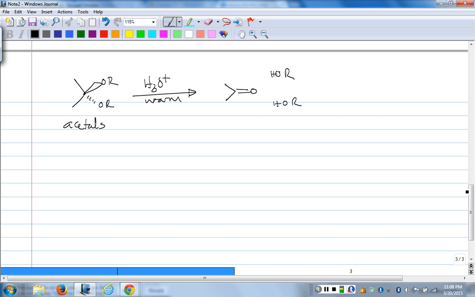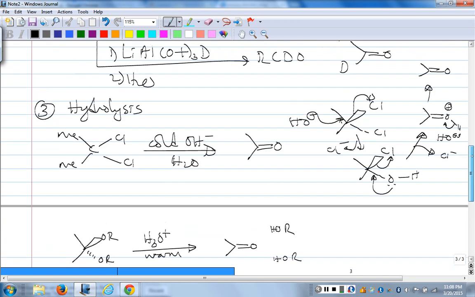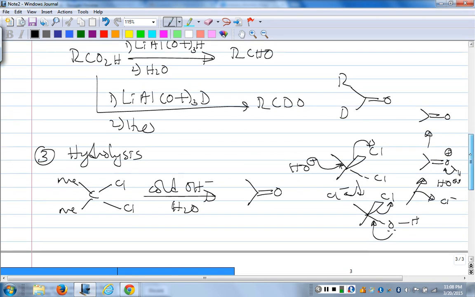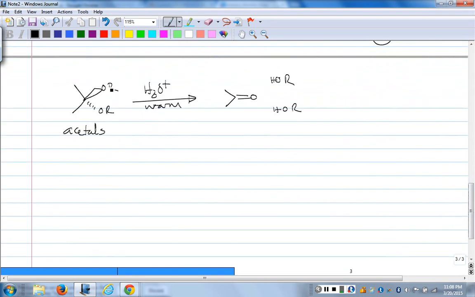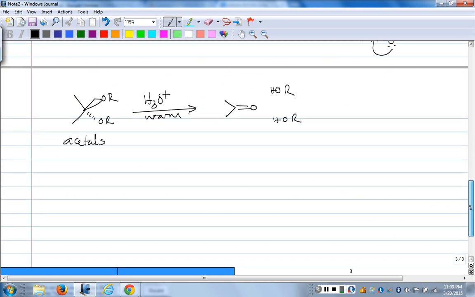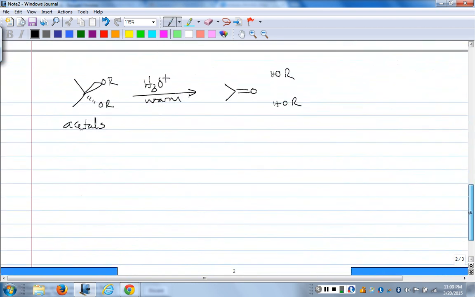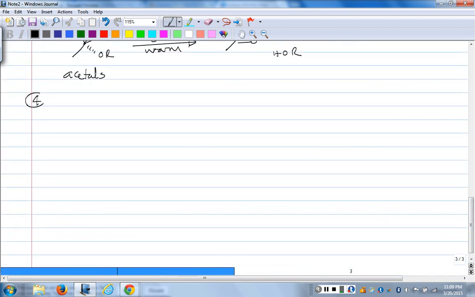So I can prepare carbonyl compounds by hydrolysis under basic conditions of haloalkanes. I can prepare them by hydrolysis under acidic conditions of acetals, which are just glorified ethers at the aldehyde level. And all of these we've actually seen before. Another way of making aldehydes and ketones is by hydration of alkynes. And again, this is something we've seen as well.